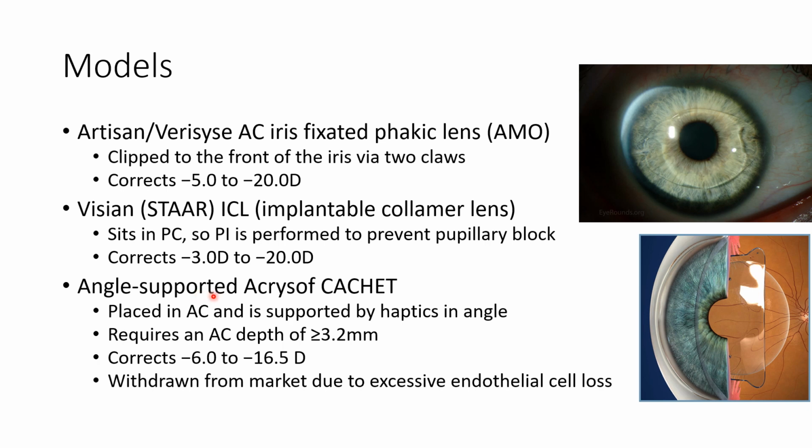The third type is angle supported phakic IOLs like Acrysof Cachet. In this, the phakic IOL is placed in the anterior chamber and is supported by haptics in the angle. It requires an anterior chamber depth of greater than or equal to 3.2 mm. It corrects -6 to -16.5 diopters of myopia. However, angle supported phakic IOLs are withdrawn from the market due to excessive endothelial cell loss.